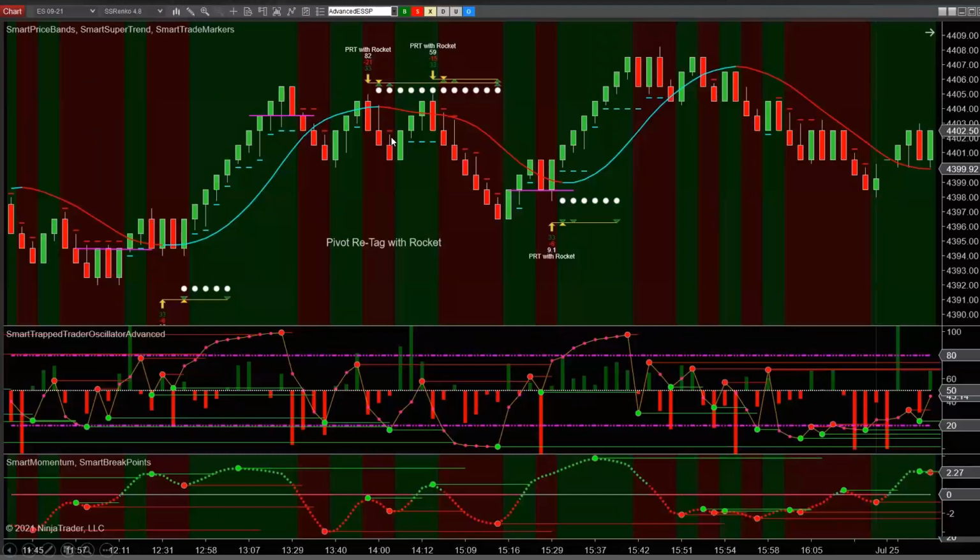This is what trade markers look like when you put it on. This was Tuesday. Here we have a new low. We have a strong Batman. There's a lot of good stuff in this structure to trade up. But here we have a pivot retag, a double rocket. Actually, we have one here and one here.